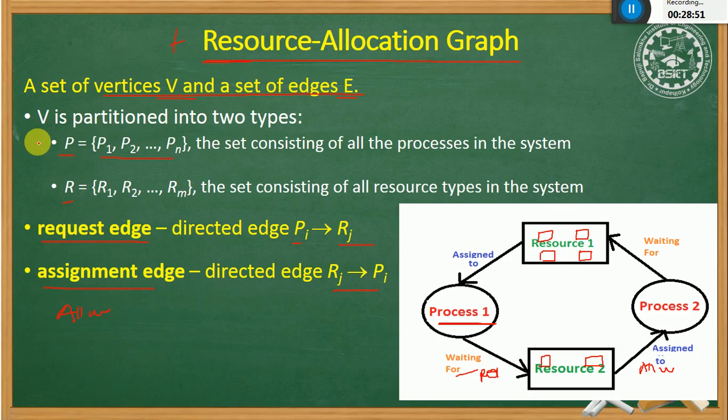In the allocation graph, a process is indicated by a circle and resources are indicated by a square or rectangle. Inside the square or rectangle, the small squares are the number of instances of that resource. Then there are two types of directional edges. From process to resource is called a requesting edge, and from resource to process is called an assignment edge or allocation edge.